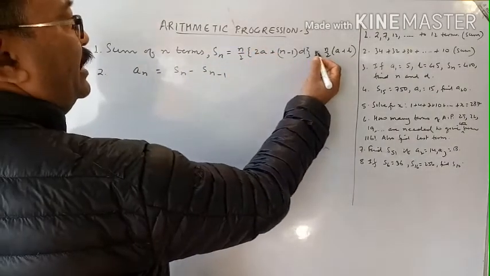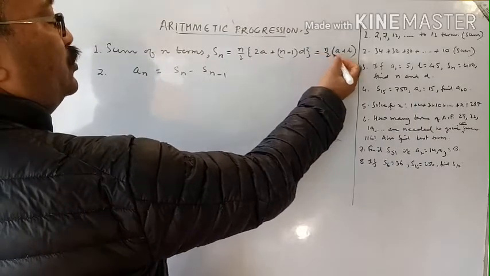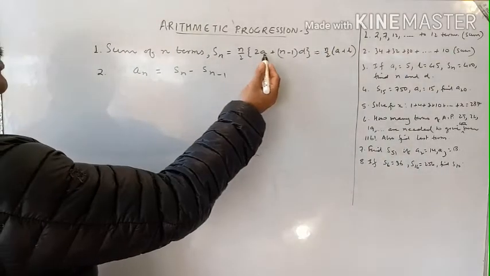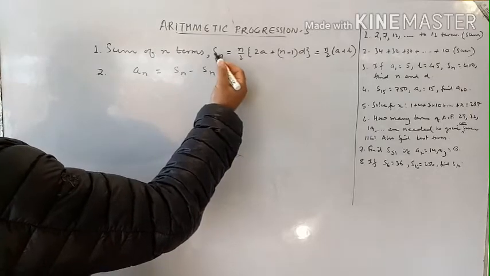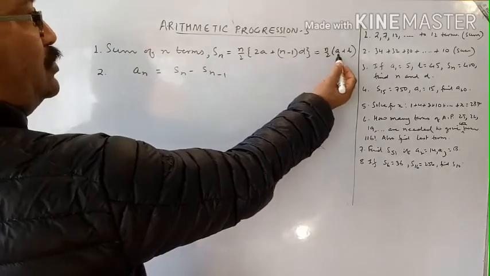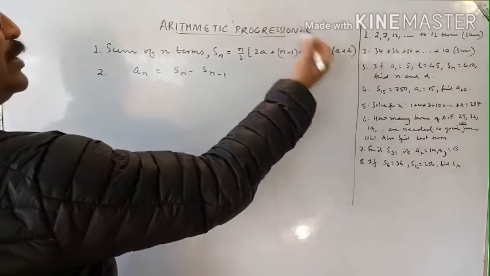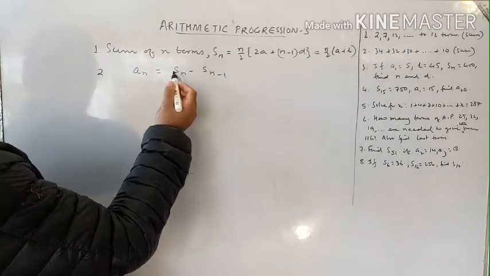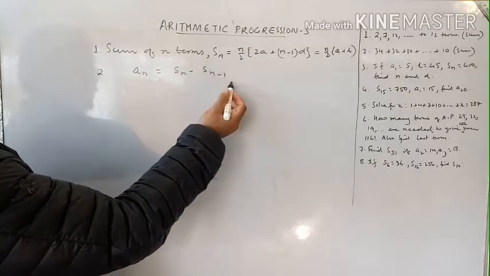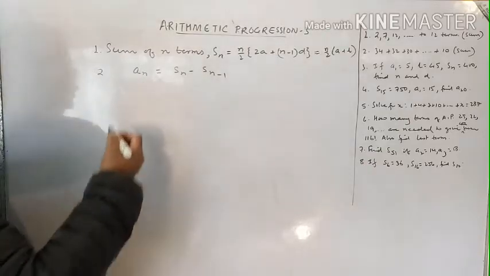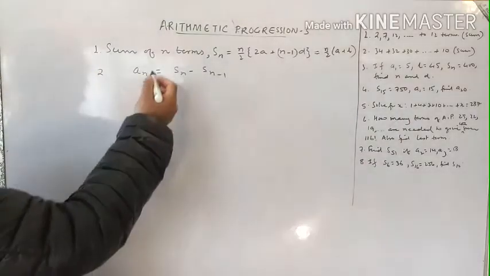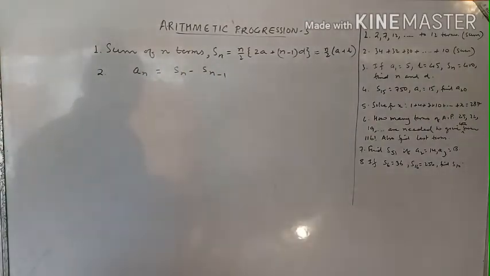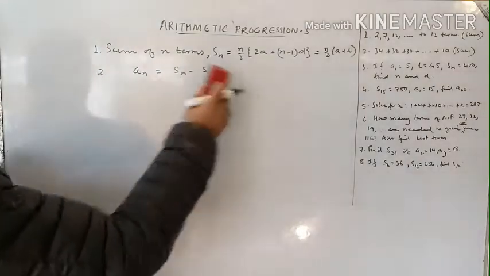This formula can be written in another form, that is n by 2 into a plus l, where l is the last term. So if you know the values of a and d, then you can use the first formula to find the sum. If you know the values of the first term and the last term, then you can use the second formula. And also, if you are given the sum of n terms and the sum of n minus 1 terms, then the nth term can be found using this formula: an is equal to Sn minus Sn minus 1. That will give you the nth term if you know these two sums.